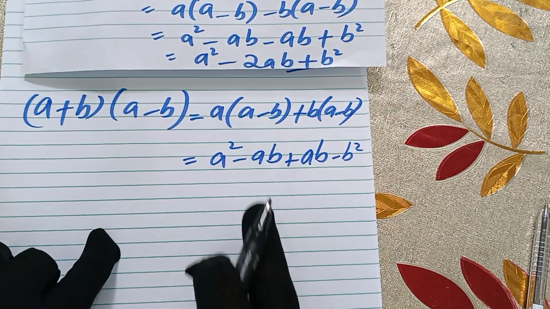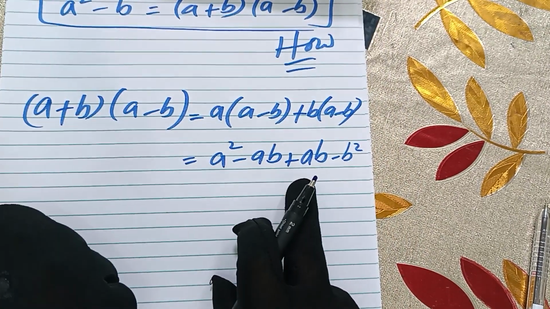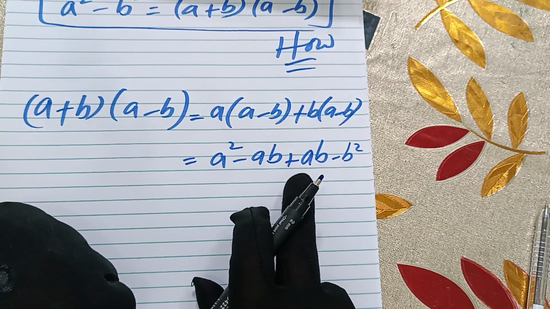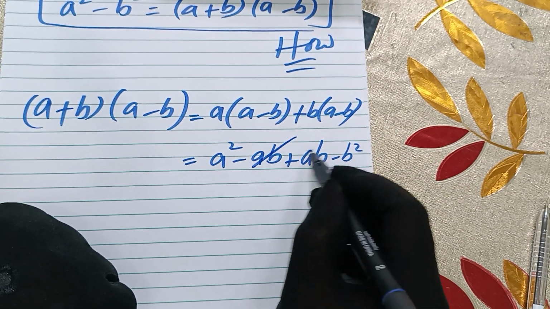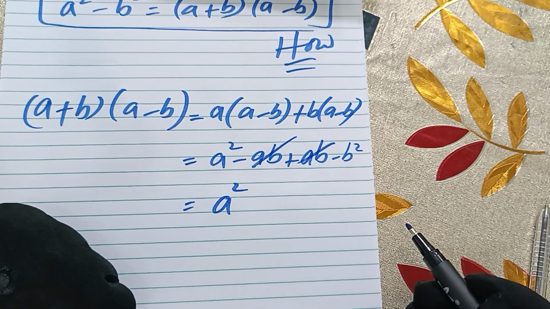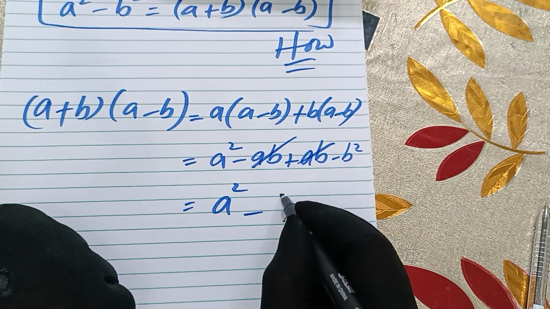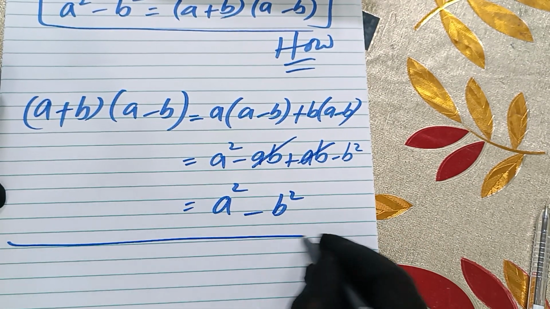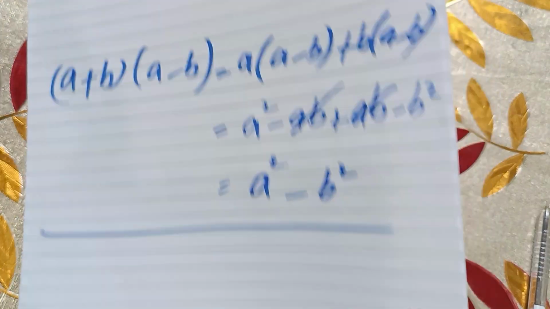Now these are like terms, and look very carefully. They have opposite signs. When they have opposite signs, it means we can cancel them. So the rest of the terms are a square minus b square. So this is the review of the previous identities.